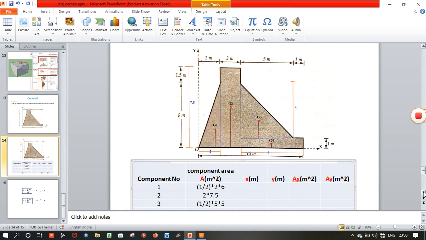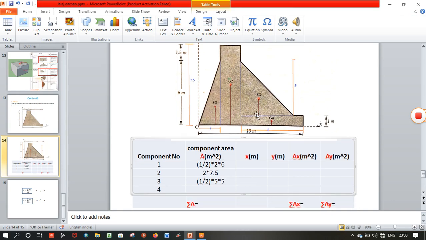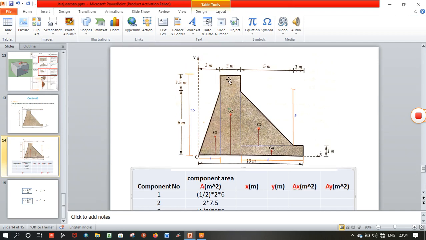Now move on to the last geometrical component, that is the rectangle. The width of the rectangle is 6 meter and the height is 1 meter. So the area becomes base into height, that is width into height. The width is 6 meter from here to here. If you look here, we got this distance from here to here as 5 meter plus 1 meter, which is 6 meter, and the height is 1 meter.